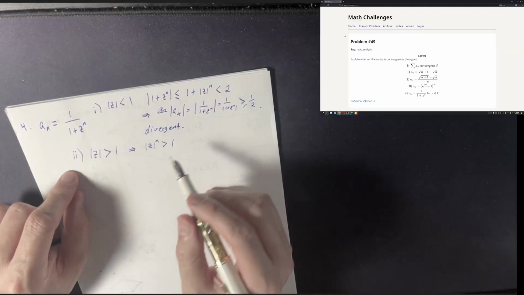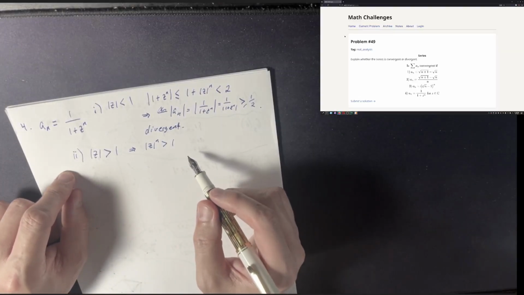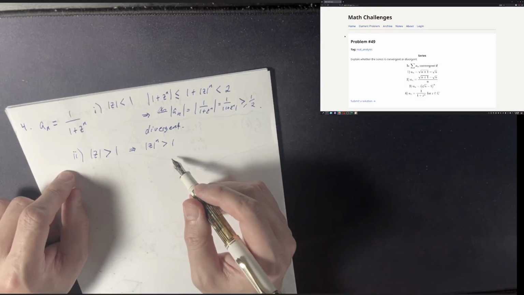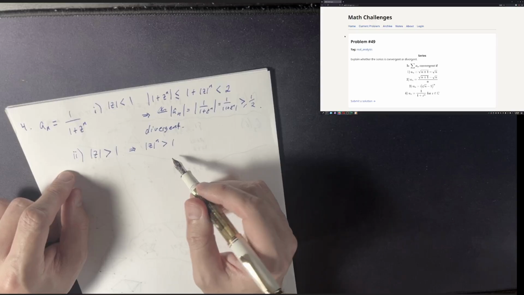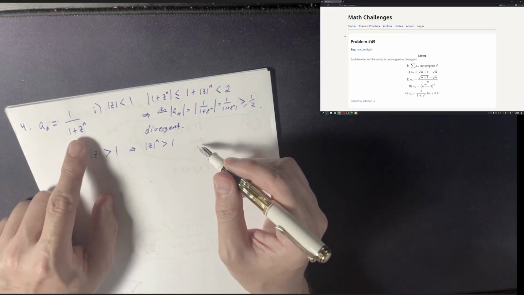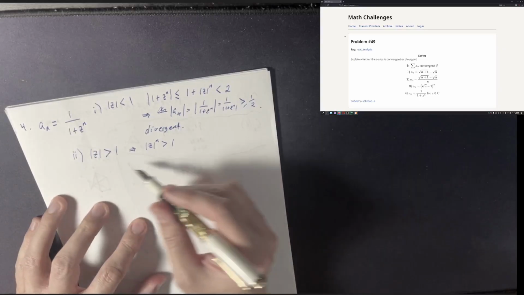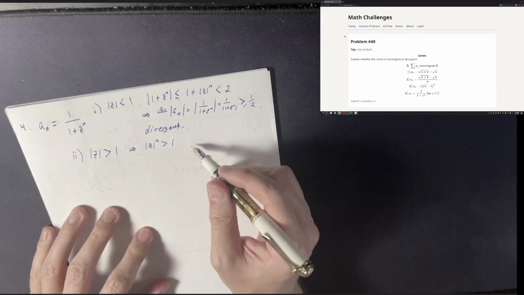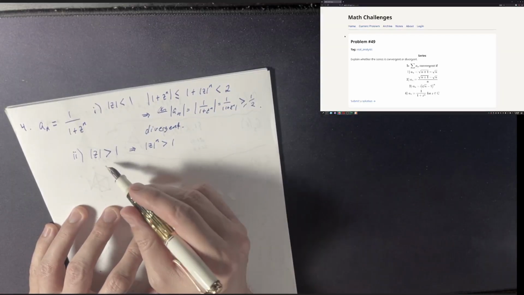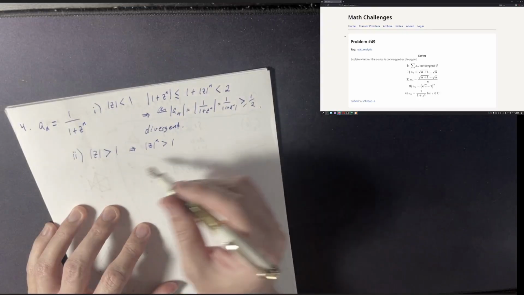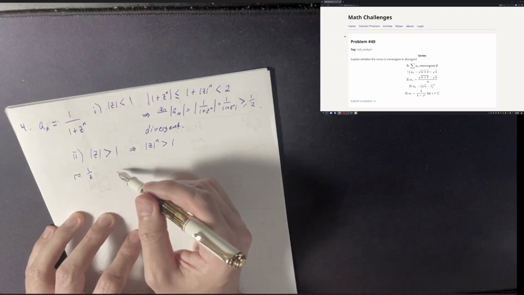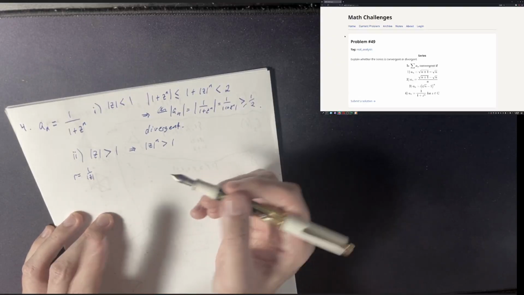Oh, I think I see. I was planning to think of this as, you know what you could do? You could compare it. Because if this was bigger than 1, my instinct is this: let R be 1/z, or something like that.